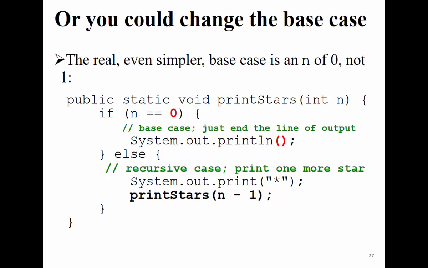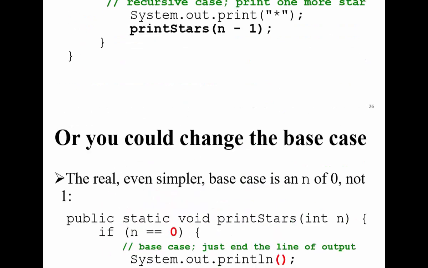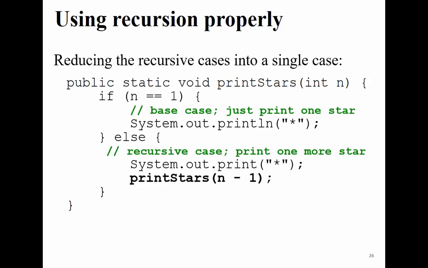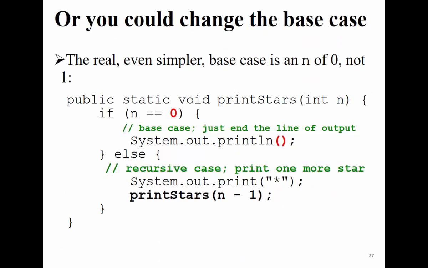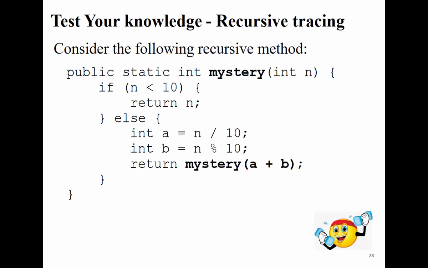This is maybe more efficient. When we identify the base case, if n is equal to 0, we're going to print only a new line. Otherwise, we're going to print a star and call n minus 1. Did the previous version print a new line? Yes. When n is equal to 1, we print a star and a new line. Here, we identify n equal to 0 as the base case, and if n is equal to 0, we're going to print just a line, and then we call for n minus 1.